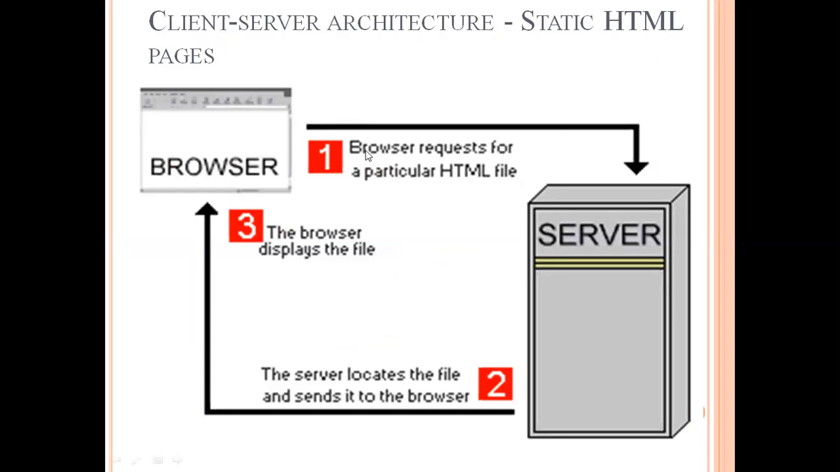For example, if a client is requesting only for static HTML, we'll send a request using browser. The request will be sent to the server. In server, we don't require any programming language because I'm requesting for only static HTML page. So only the particular HTML page will be located, that will be loaded, and given back to the browser. This is in terms of static page.